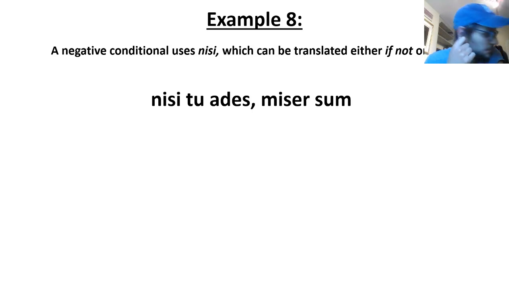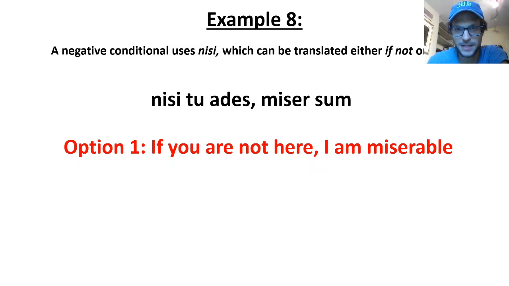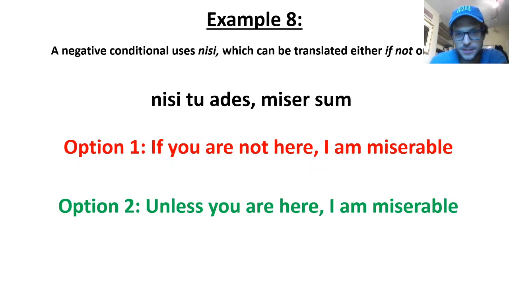Ten seconds. 5, 4, 3, 2, and 1. So we know nisi is if not or unless. So our first option, if you are not here, miser sum, I am miserable, I am wretched. Option 2 could be nisi, unless you are here, I am miserable, I am wretched, I am very sad. How I feel when my class doesn't turn up.